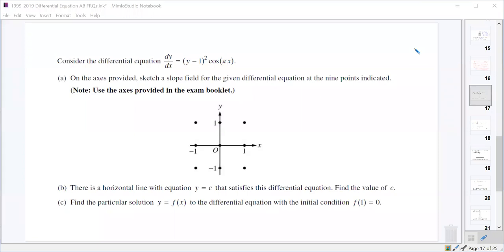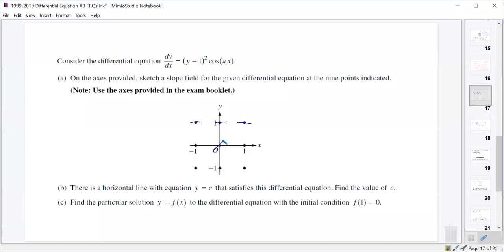We got the differential equation y minus 1 squared times cosine pi x. We're going to sketch our slope field. We would note that anytime when y is 1, this whole thing is going to be 0. So those are going to look like that. If we plug in 0, 0, that's going to give us negative 1 squared, which is 1, and then the cosine of 0, which is 1. So it should look like that.